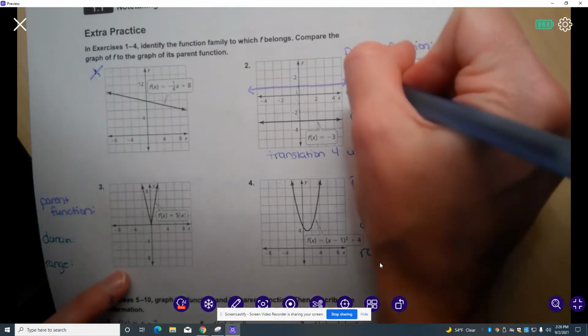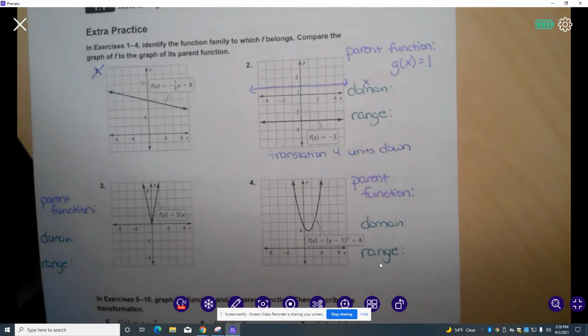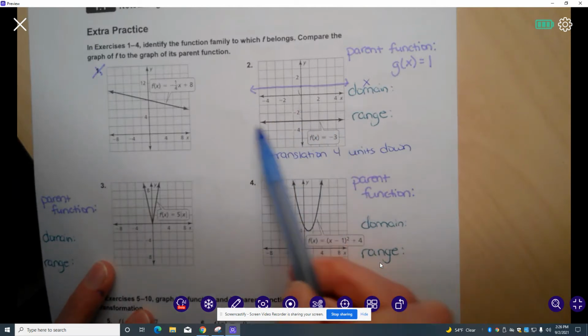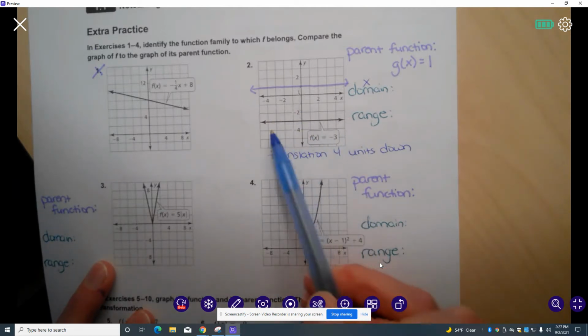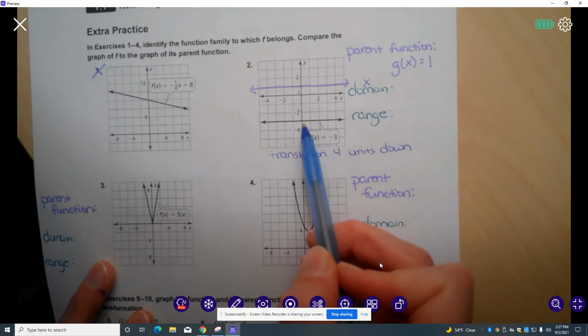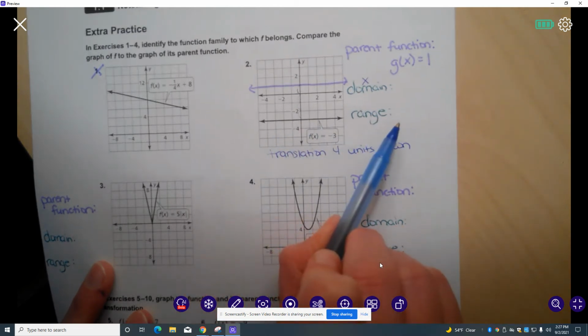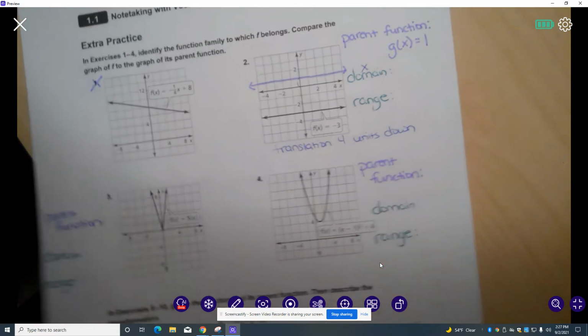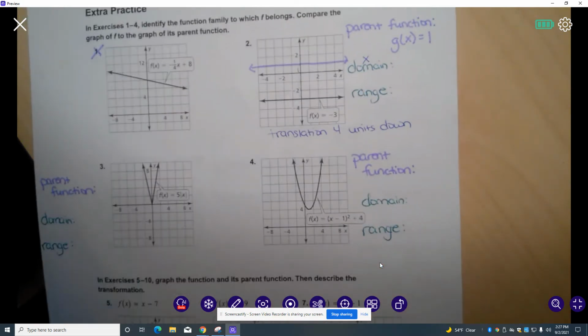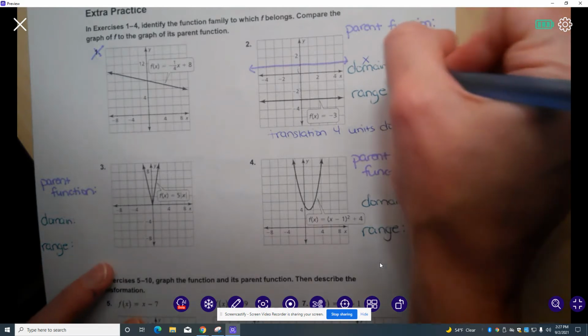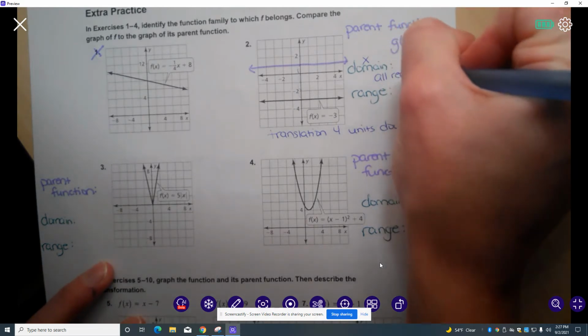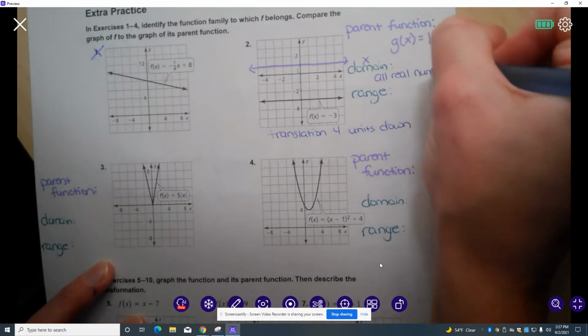Domain, remember, is the set of all possible x values of our graph. So you're going to think about, okay, all the points on this line, what are all the possible x values? This goes forever in both directions. It goes forever in the positive x direction and forever in the negative x direction. So it hits all possible numbers, all real numbers. So our domain is all real numbers.